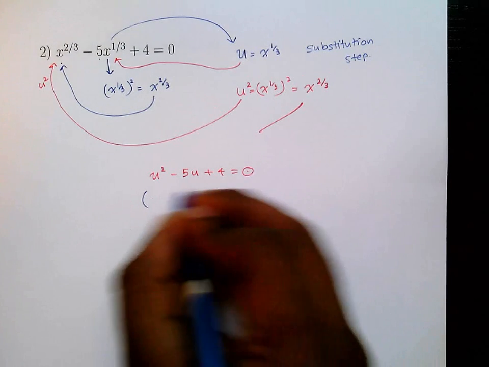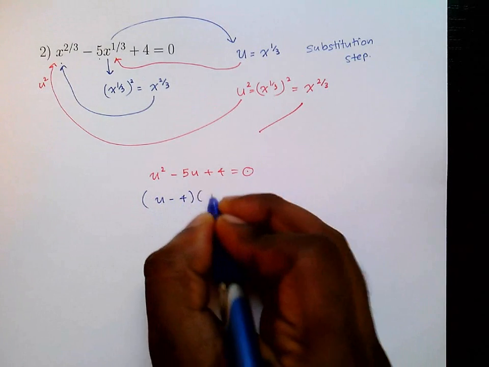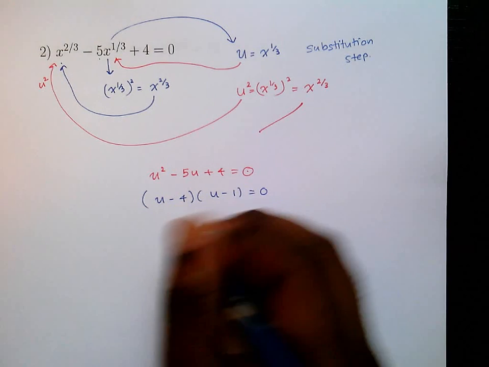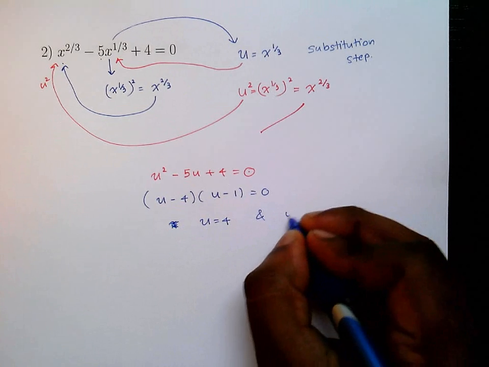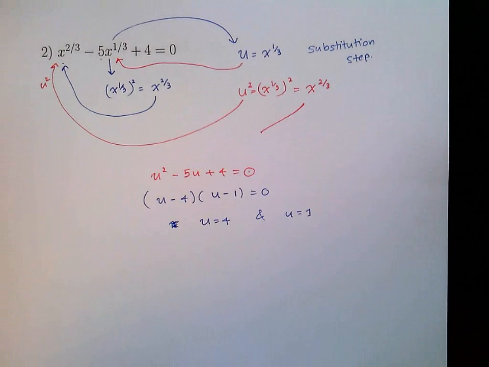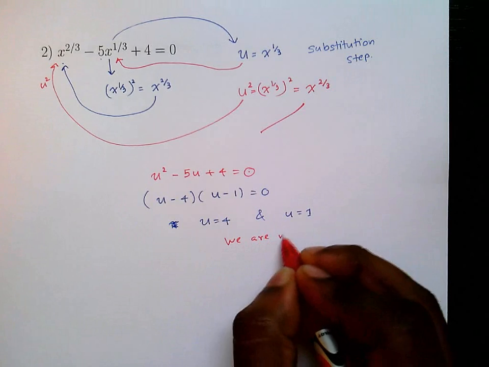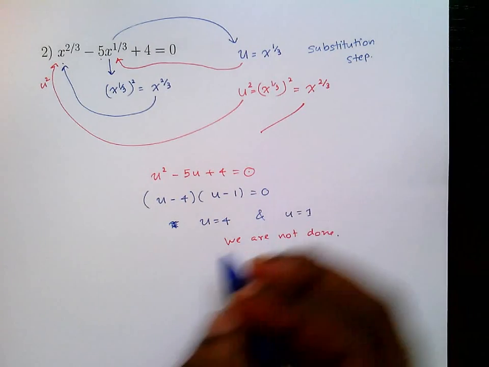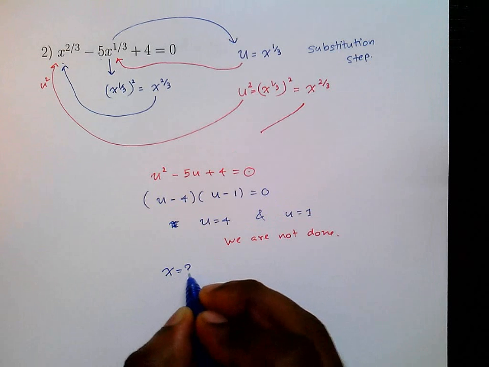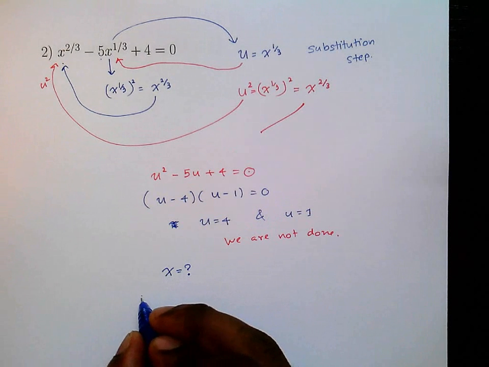Again, you factor it and you should get u minus 4 times u minus 1 equals 0. So u equals 4 and u equals 1. Those are solutions. But we are not done, because you have to actually find what is x. So let's see what happens here.